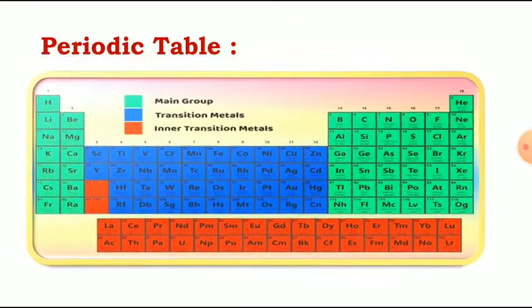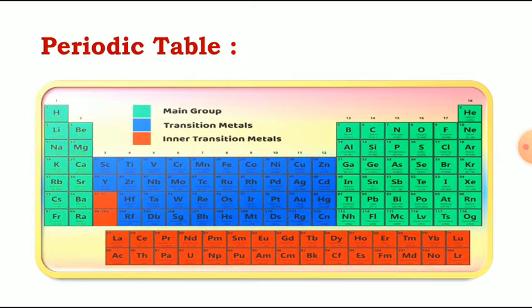All of you know the periodic table. This is the periodic table. The green part of this entire periodic table shows the main group elements. See this green part, in the yellow circle. This is actually the S block elements. These are the S block elements, and this green part will be the P block elements. Both of these are the main group elements.